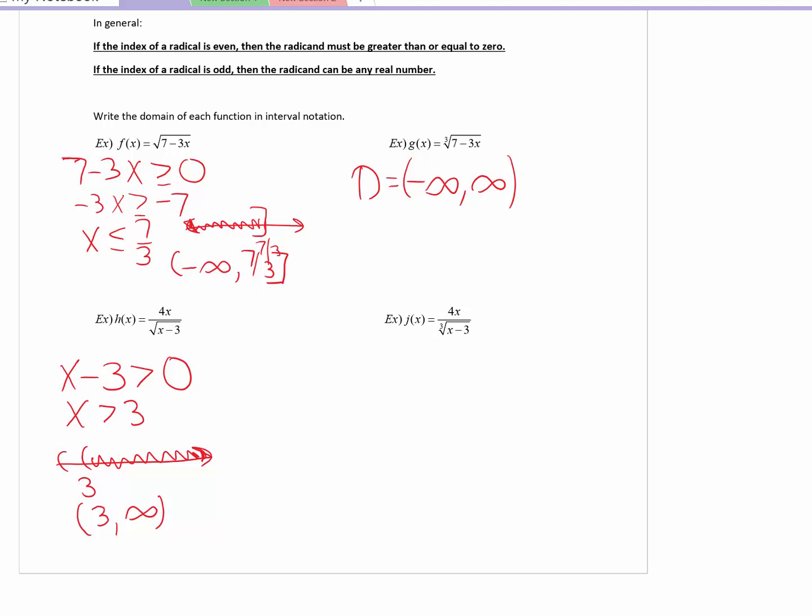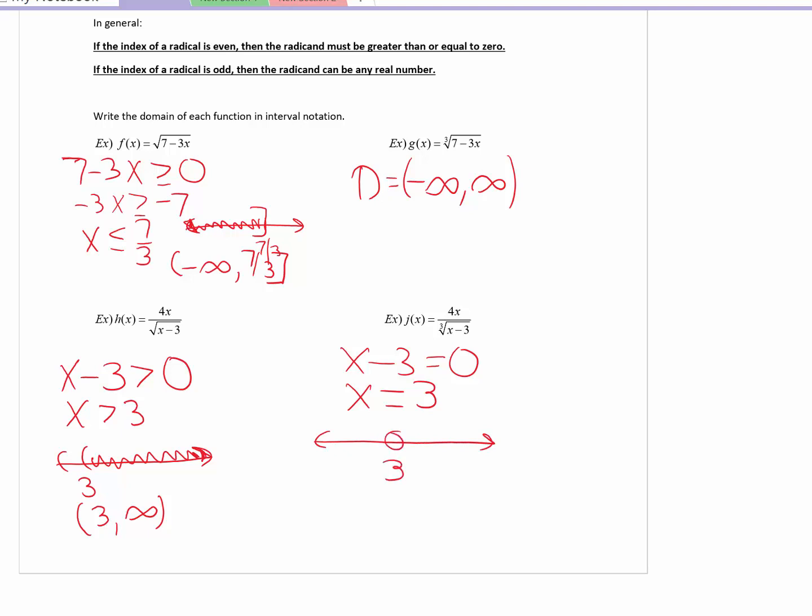All right, one other example then. This time around, I have a cube root in the denominator. Well, if the index of a radical is odd, then the radicand can be any real number. The problem, again, similar to the last example, is that the radicand is in the denominator, so it cannot equal 0. Well, what am I going to do? I'll set this equal to 0 so that I can get rid of the restriction. So add 3 to both sides, that's x equal to 3.